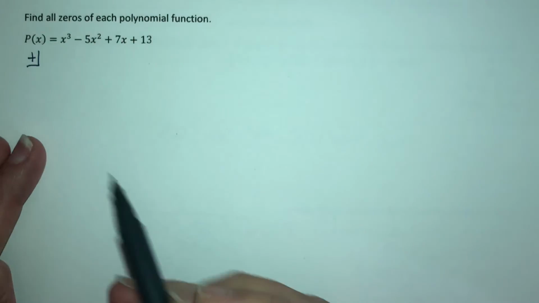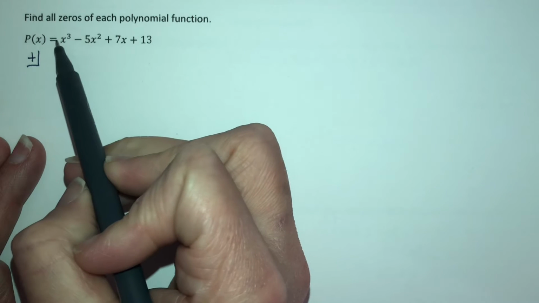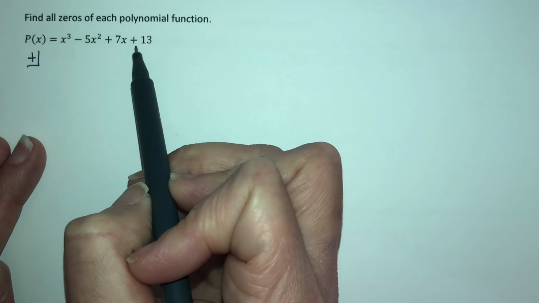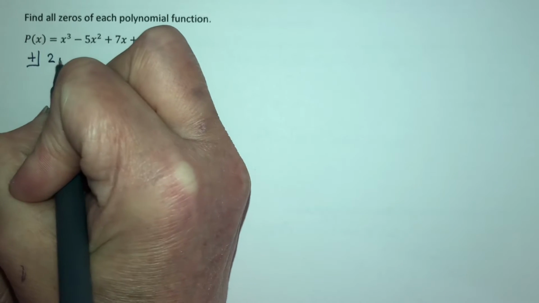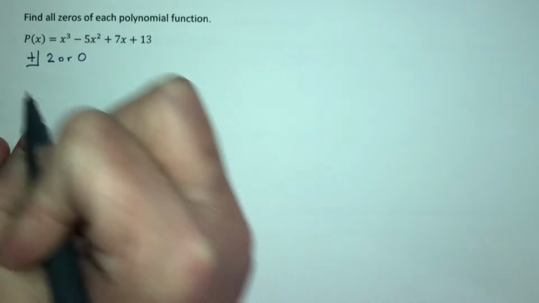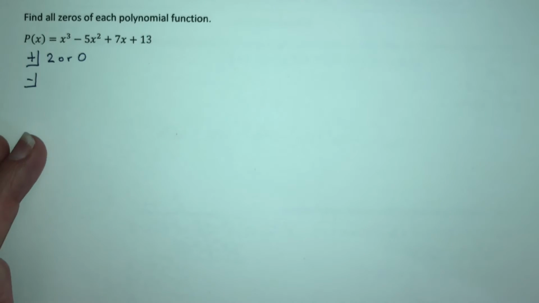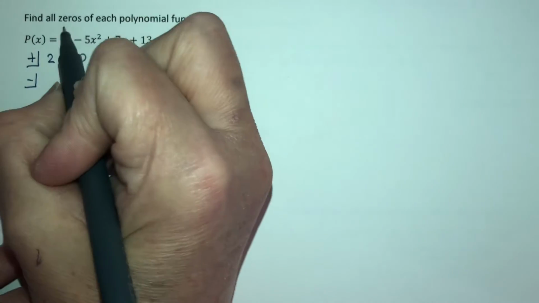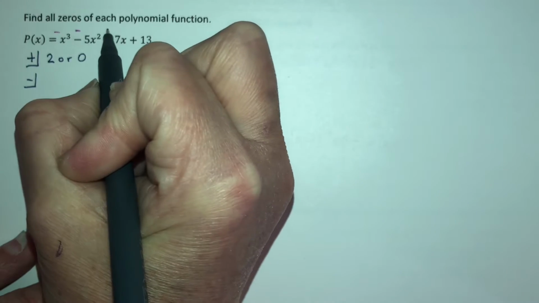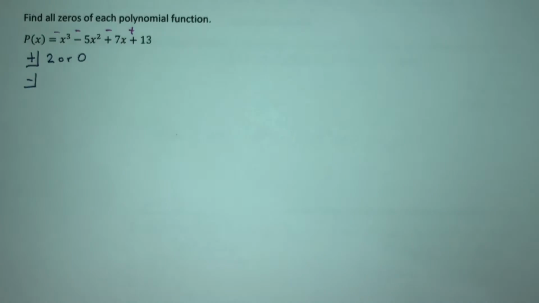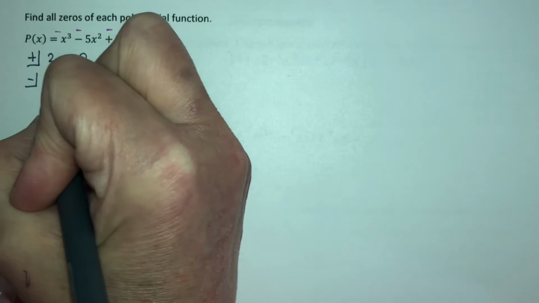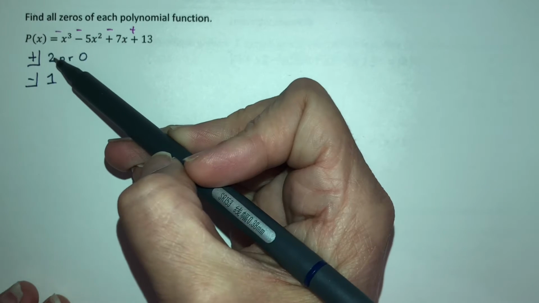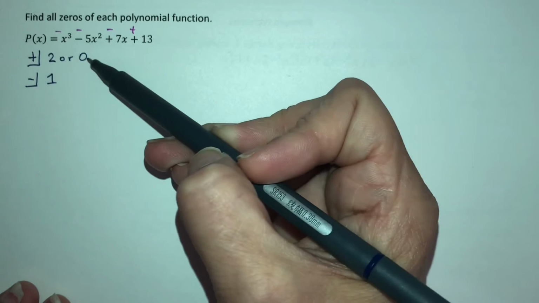So for positive, we want to count the number of sign changes here. Positive to negative, that's 1. Negative to positive, that's 2. And that's still positive, so I have 2 or 0. And now the number of negative solutions, change the signs on your negative exponents. So negative, negative, negative, positive. So that's one sign change. Okay, so I have one negative answer and then either two positive answers or two complex numbers.